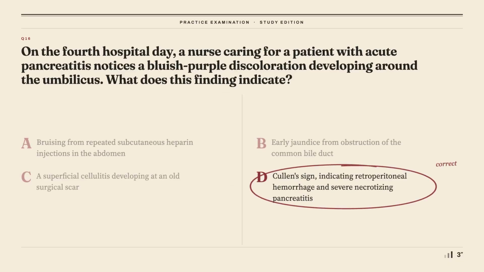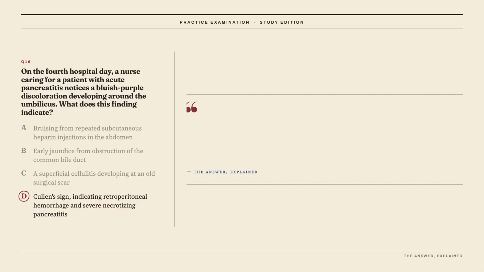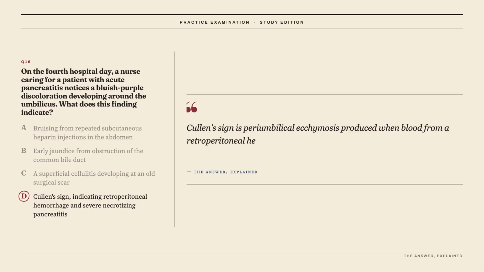The correct answer is D. Cullen's sign indicating retroperitoneal hemorrhage and severe necrotizing pancreatitis. D is correct because Cullen's sign is periumbilical ecchymosis, produced when blood from a retroperitoneal hemorrhage tracks to the umbilical area. It marks hemorrhagic or necrotizing disease and demands immediate escalation of care.